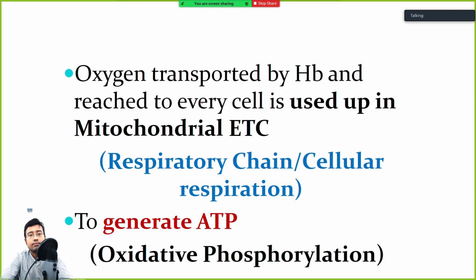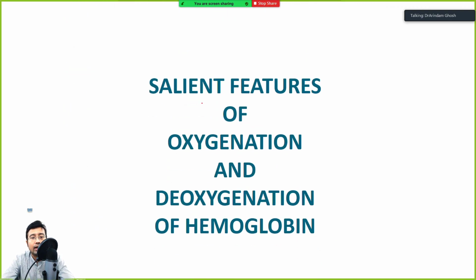Okay, and to achieve this, basically what does oxygen do? Oxygen is the final electron acceptor in the electron transport chain. We'll be teaching you, and I hope you already know from your NCERT +2 lessons, that this leads to production of ATP via OXPHOS or oxidative phosphorylation. So what are the salient features of oxygenation and deoxygenation of hemoglobin?